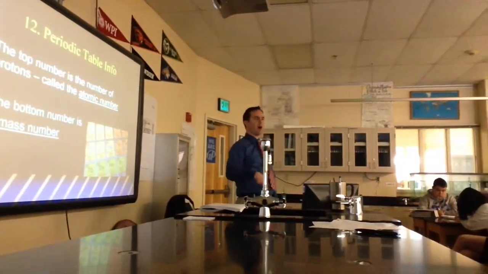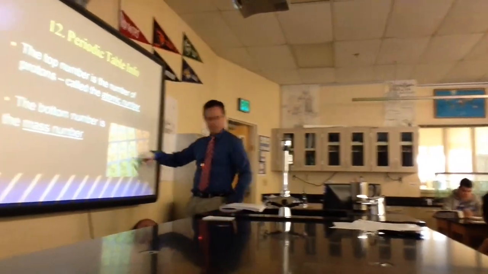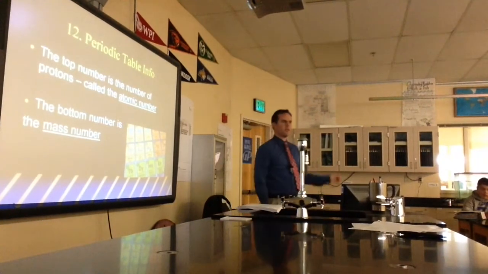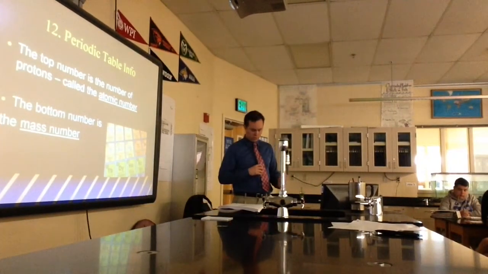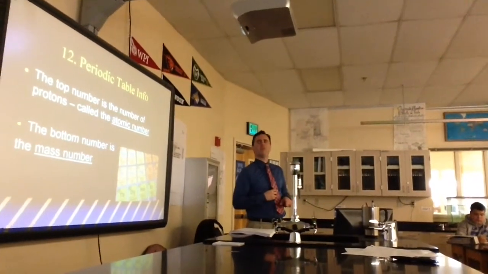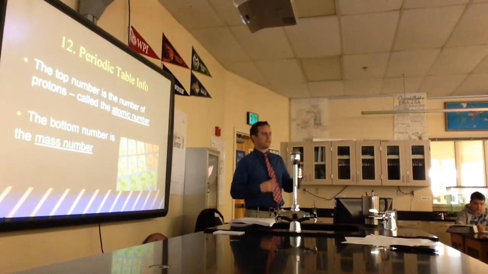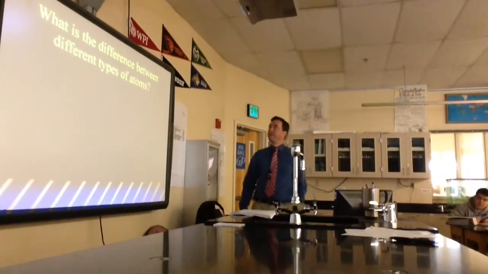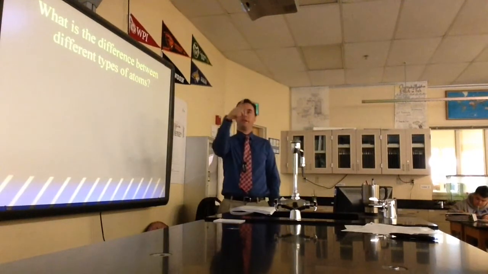The number down on the bottom, officially now, is called the mass number. That is the sum of the protons and neutrons, except on the periodic table you'll notice they're all decimals, and that's because they do this thing called a weighted average. And I'll explain that as best I can.